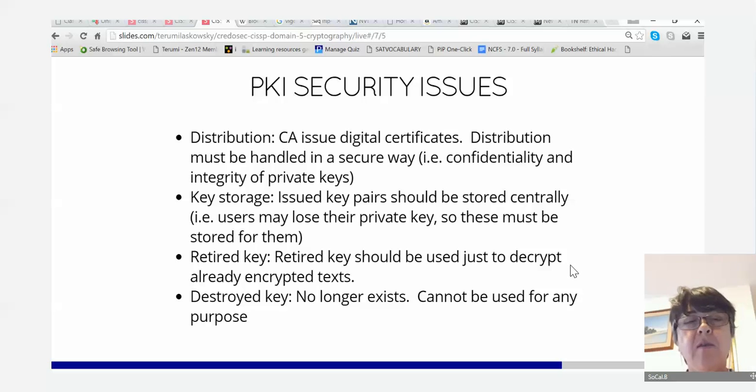Okay, now if the keys are destroyed, if you don't have them anymore, well, then you can't do anything about it, can you? Right? They cannot be used for any purpose. Signing, hashing, signing the hash, you can't use them for any of those purposes because it's gone. All right.